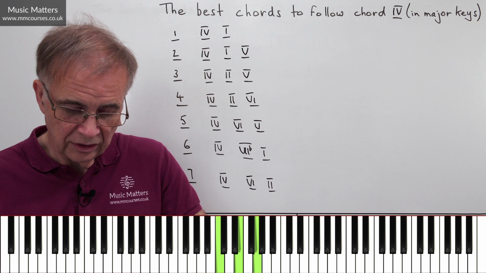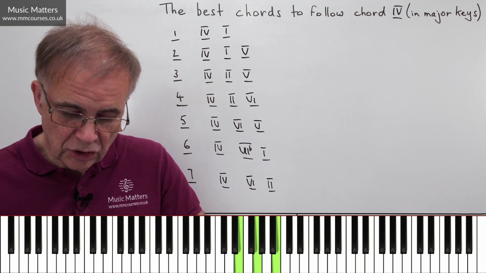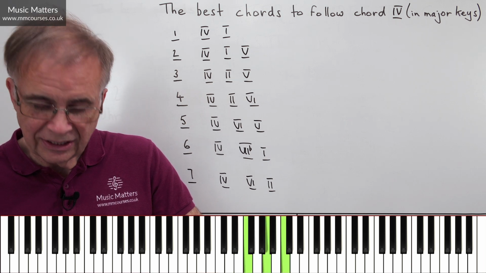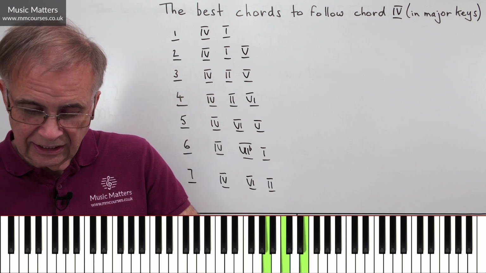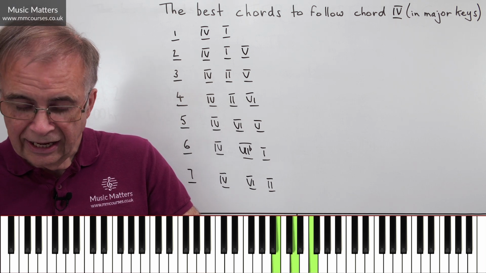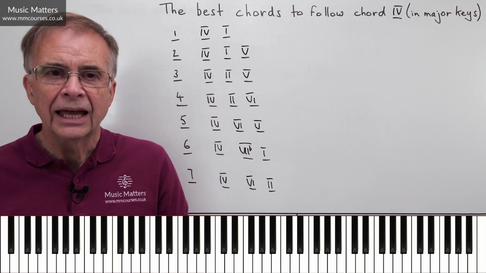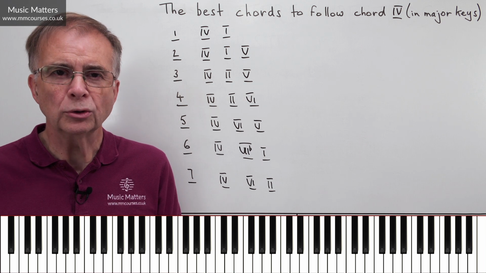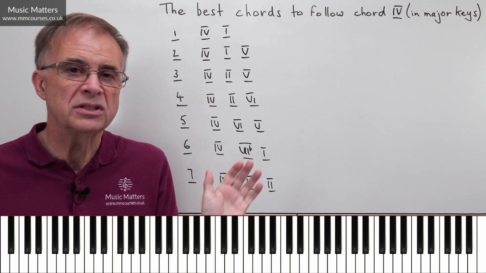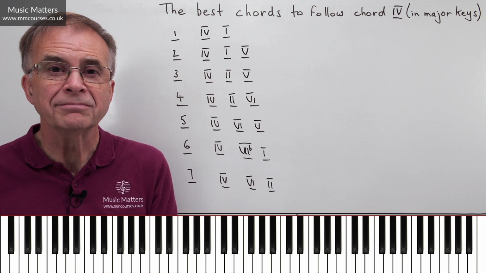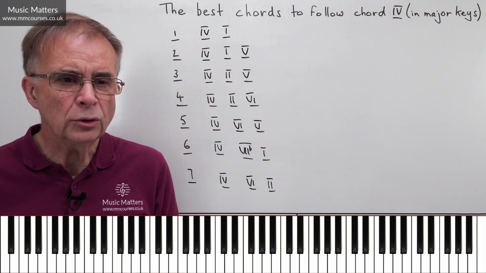So if that's chord 1, chord 2 is DFA, chord 3 is EGB, chord 4, FAC, chord 5, GBD, chord 6, ACE, chord 7, BDF, and then we're back to chord 1 again. Now we have primary chords. Chords 1, 4 and 5 are primary chords. They're the ones that are used more often than anything else. And chord 4 then is one of these primary chords.